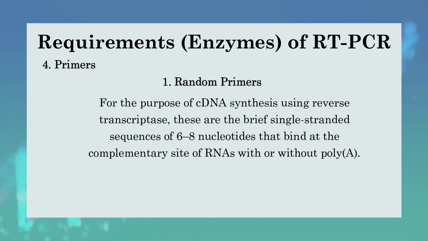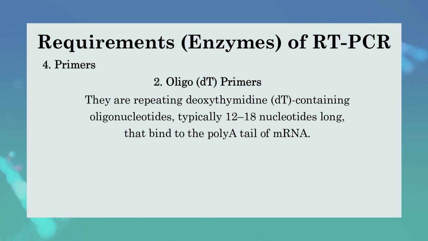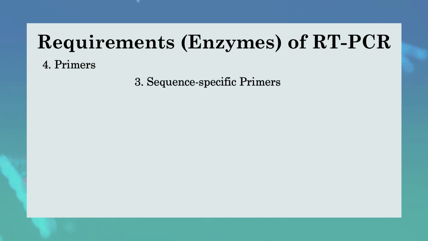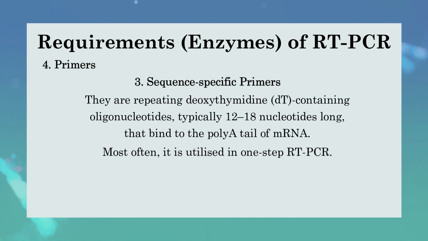Number 1. Random primers. For the purpose of cDNA synthesis using reverse transcriptase, these are brief single-stranded sequences of 6 to 8 nucleotides that bind at the complementary sites of RNA with or without poly A. Number 2. Oligo-dT primers. These are repeating deoxythymidine (dT) containing oligonucleotides, typically 12 to 18 nucleotides long, that bind to the poly A tail of messenger RNA. Number 3. Sequence-specific primers. These are brief single-stranded nucleotide sequences that bind to the particular area of sample RNA that is of interest. Most often, it is used in one-step RT-PCR.